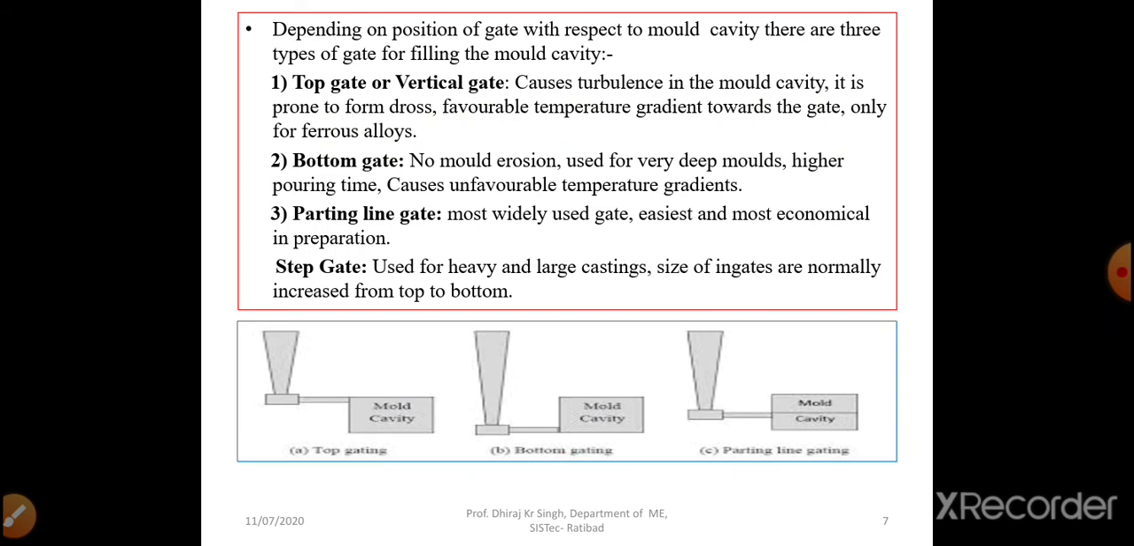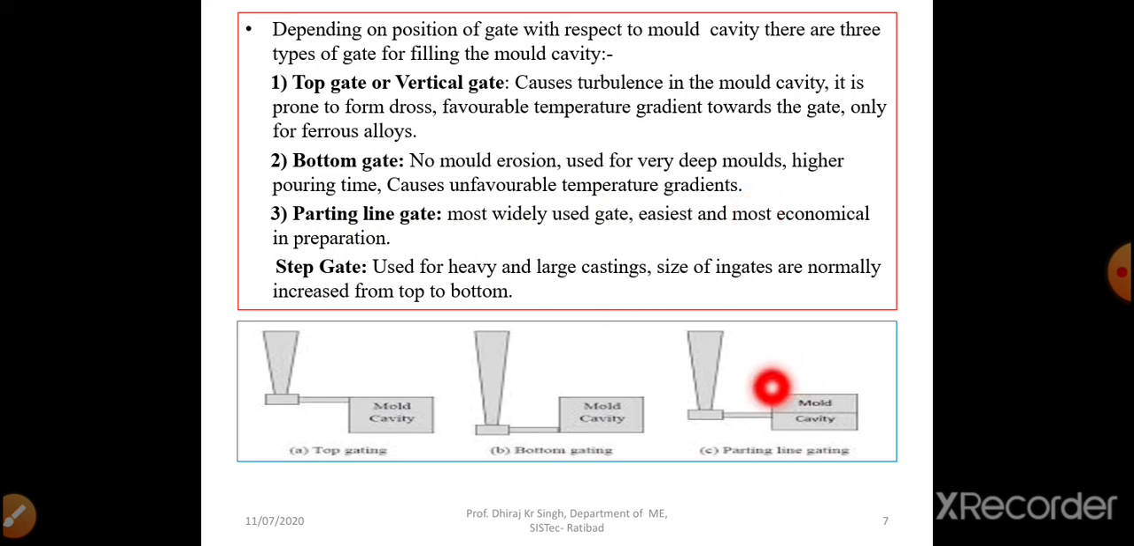Then bottom gating. We can see here this is our sprue, and with the help of the runner our molten metal goes inside the mold cavity at the bottom, so it will go smoothly. There will be no mold erosion. It is used for very deep molds. Higher pouring time causes unfavorable temperature gradients.